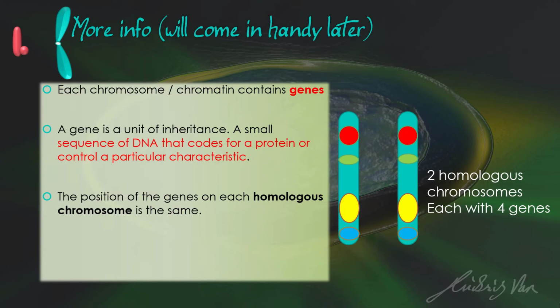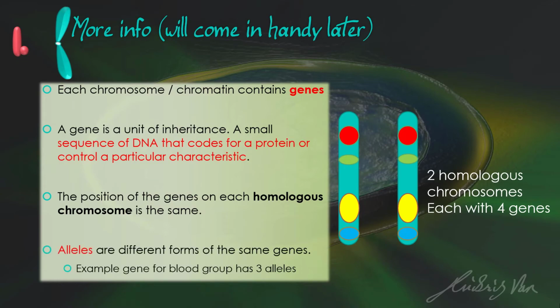And the last term that you need to know is alleles. Alleles are different forms of the same gene. For example, the gene for our blood group has 3 alleles, which are A, B, and O. So alleles is a term whereby we describe different forms of the same gene. Just bear in mind that genes have different forms, and we use the term alleles when we are talking about the different forms.